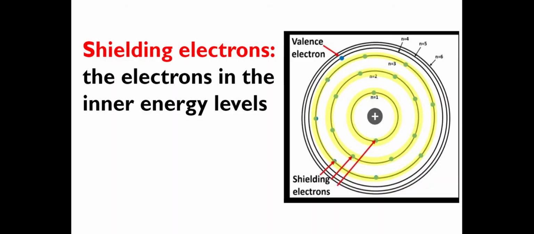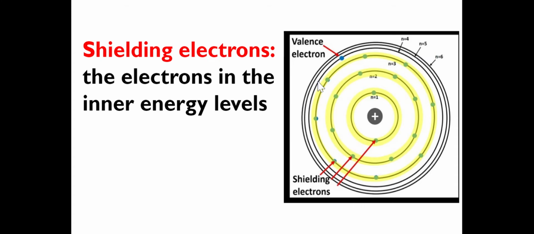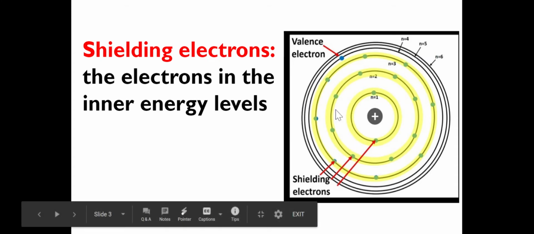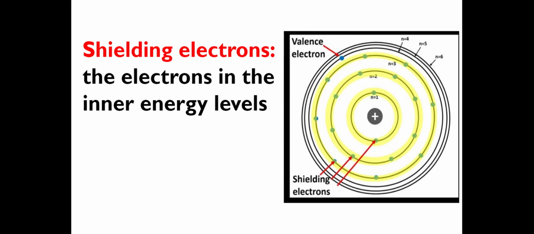Before we go through the groups, I want to introduce another vocabulary for the electrons. We call the electrons in the outermost energy level valence electrons. The electrons in the inner energy levels, for example, this one has a total of 4 energy levels, the first 3 we call shielding electrons. It works as a shield, shielding this valence electron from the nucleus.